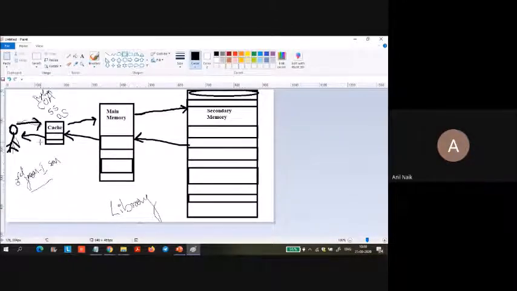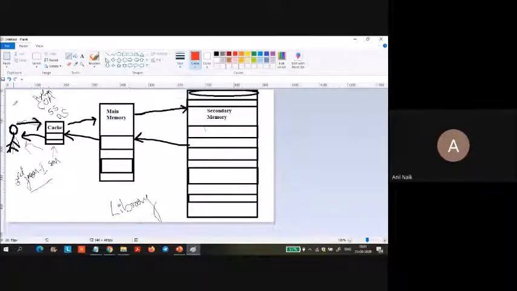Whenever a person, for example Prathamesh, issues books, what happens? The librarian won't go inside the racks to search for the books. He will just take the books from the rack near him and issue those books to Prathamesh, right?